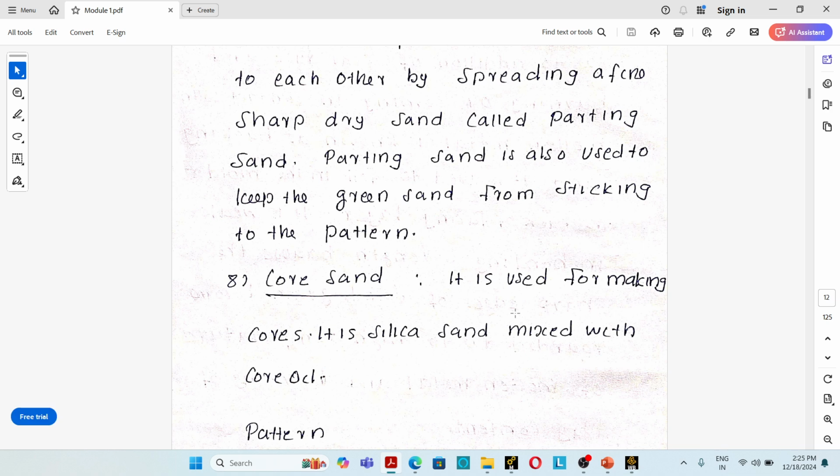So these are the classifications of sand used for sand casting molds. Once more, initially sand casting sands are classified into natural sand and synthetic sand. That's a very important point. And the types of molding sand are green sand, dry sand, loam sand, facing sand, backing sand, system sand, parting sand, and core sand. There is a chance that in the university examination, you will have a question asking you to explain the different types of sand used for sand molding purposes.